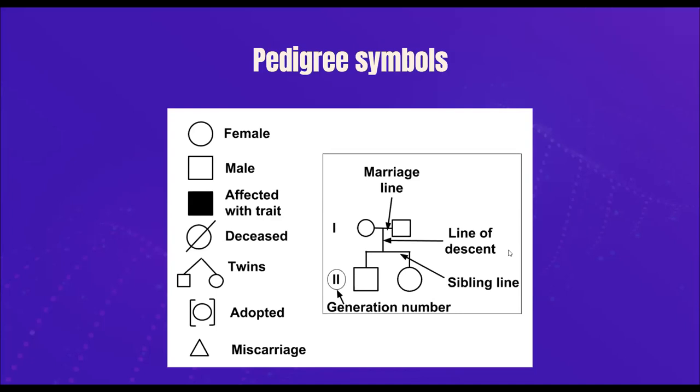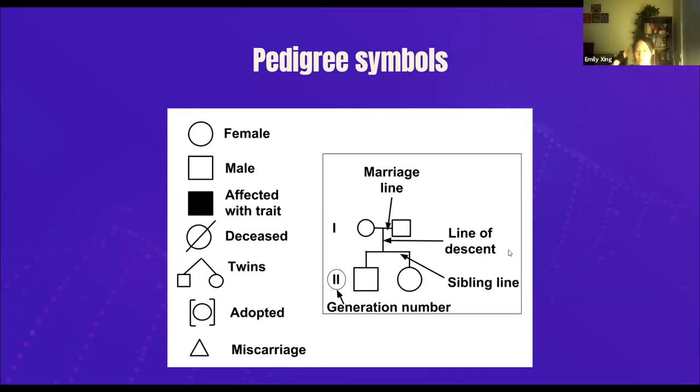Wait, what's miscarriage? Miscarriage just means that you were pregnant with an individual, but due to health reasons, you don't actually give birth to them before the baby is deceased. Yeah, deceased means dead. Yeah, that's a good way to put it. But in reality, the only symbols that you really see are female, male, and affected.